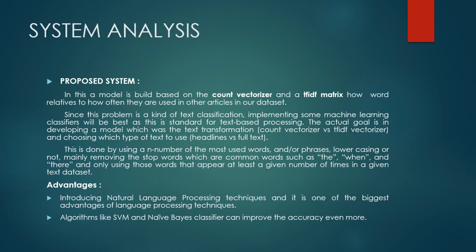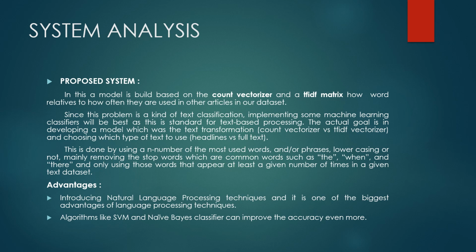What exactly is the proposed system in this project, and what exactly are we doing? In this, a model is built based on the count vectorizer and the TF-IDF matrix, showing how a word relates to how often it is used in other articles or other documents. Since this problem is a kind of text classification, we implement some machine learning classifiers along with natural language processing techniques, standards and text-based processing.